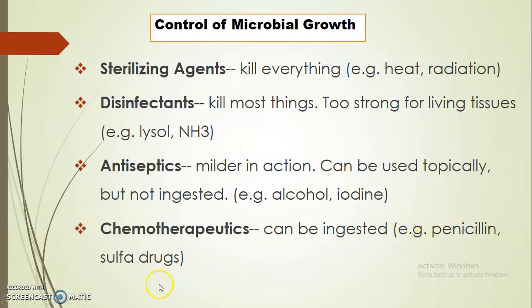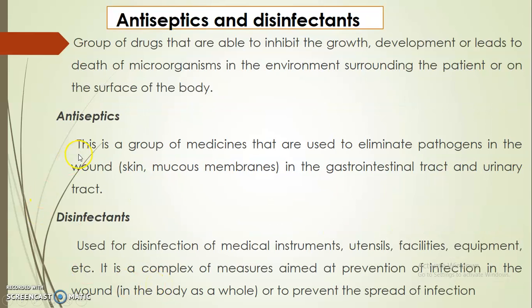Example, penicillin and sulfatrix. And what is the difference between antiseptic and disinfectant? It is a group of drugs that are able to inhibit the growth, development, or lead to death of microorganisms in the environment surrounding the patient or surface of the body.